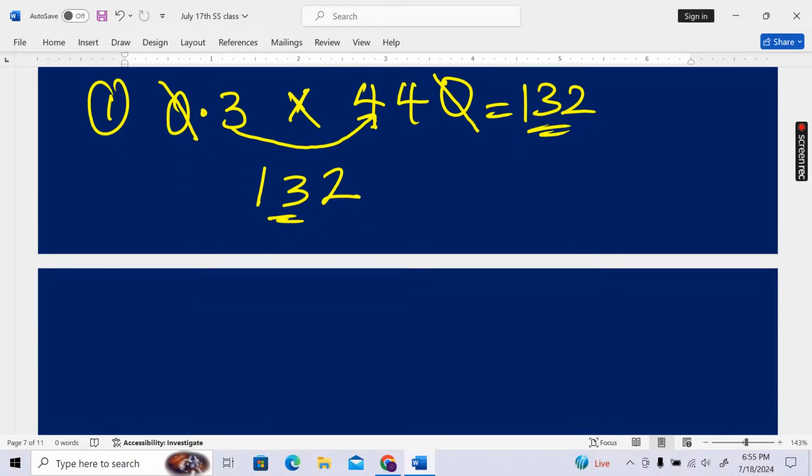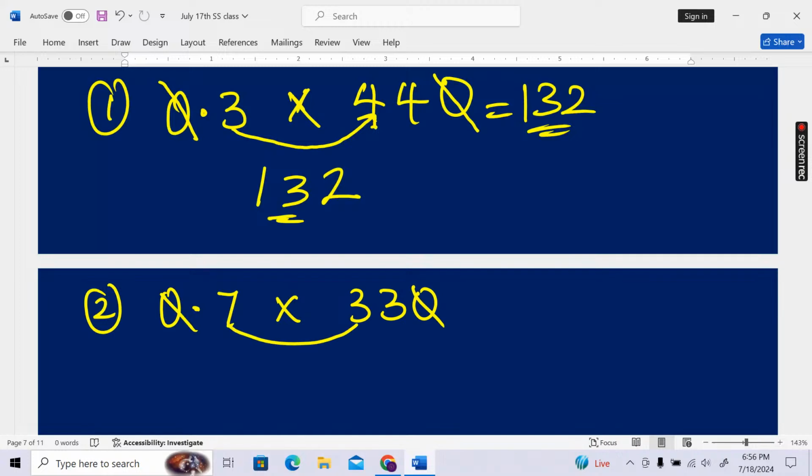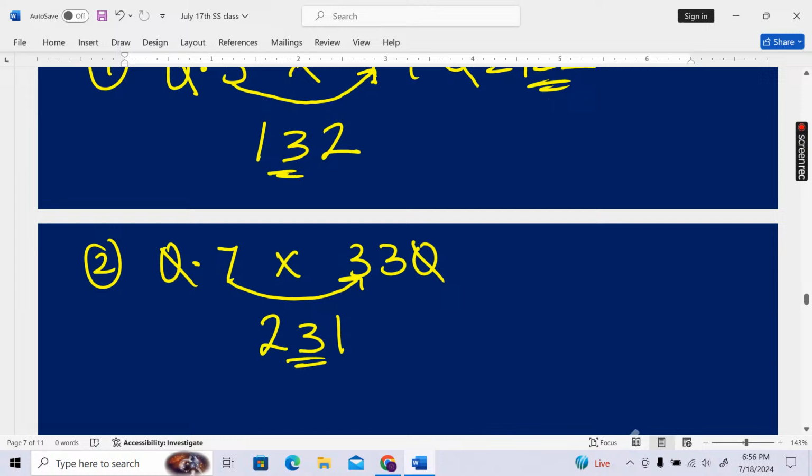Now let's look at another example. 0.7 times 330. Strike out the zeros. Just multiply 7 by 3. That will give us 21. Write 2, write 1. Then add 2 and 1 together. That will give you 3. Write it in the middle. So the answer is 231. That is the answer.